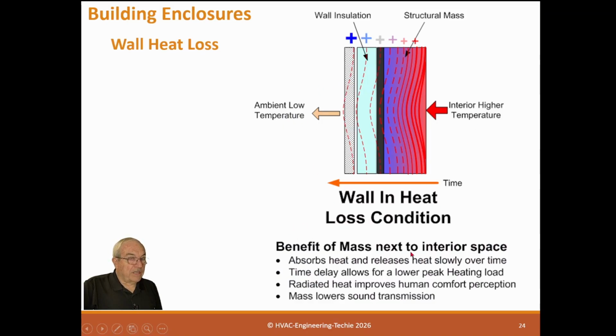The benefits of a mass wall next to interior space: absorbs heat and releases heat slowly over time. Time delay allows for a lower peak heating load. Radiant heat improves human comfort, and the mass lowers sound transmission. So it's a win-win situation if you can build a wall like this. Now, the problem with this wall, of course, is it's expensive, as all things in life. Right? If it's good, it's costly.